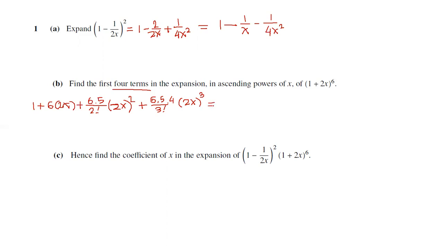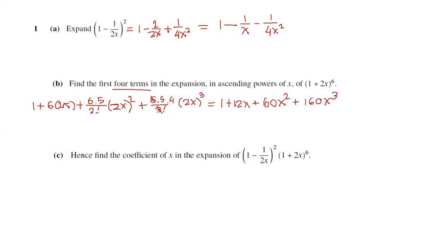And next, it becomes 1 plus 12x plus 30 times 2, 60x squared, plus 120 times 8, 160x cubed. All right.